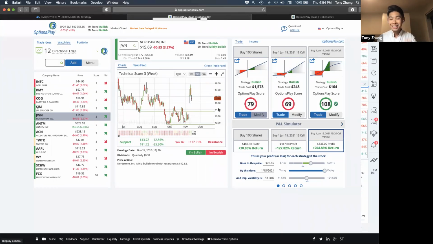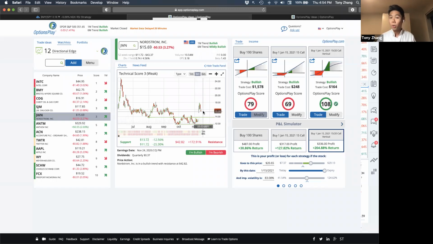At the end of the day, this in itself is probably not enough for you to go out there and say, okay, let me buy Nordstrom. You might want to do a little bit more research. You might want to look at some of the fundamentals. You might want to look at when earnings are coming up. You want to look at some other data, but this helps you quickly screen for ideas so that you're not starting in a vacuum every single day. You're not starting from scratch every single day. You have a short list of stocks that you want to take a look at.